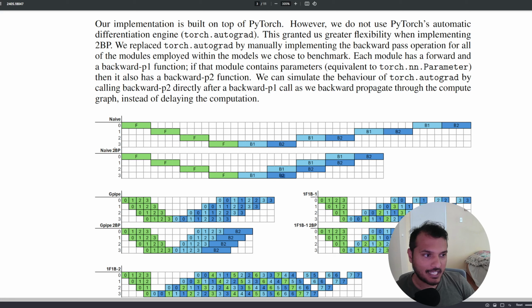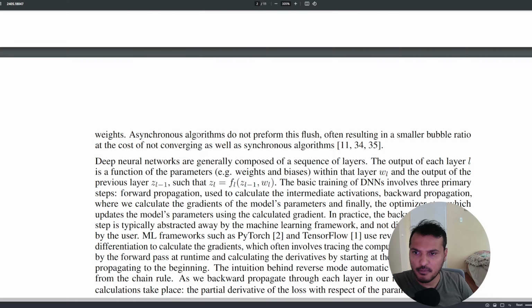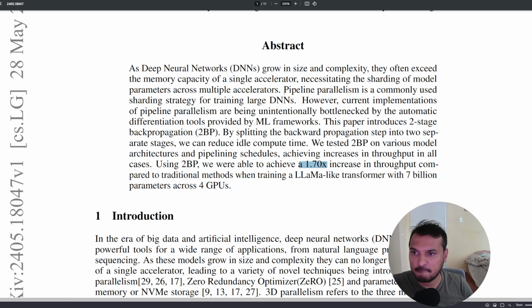Of course, this is the naive implementation. You can do the same thing in the GPipe framework and so on. So they get a good, decent performance uplift in backprop, about 1.7, which is good efficiency. So that's roughly what this paper is about.